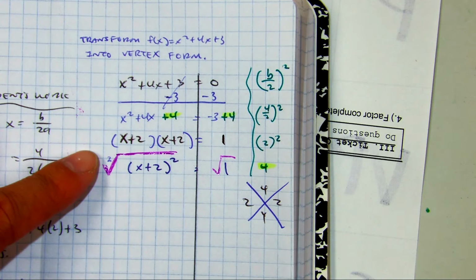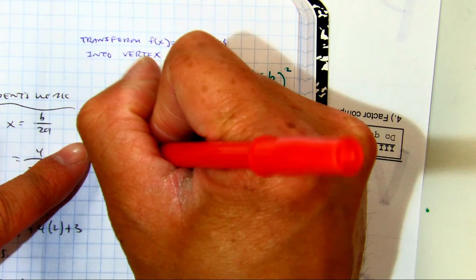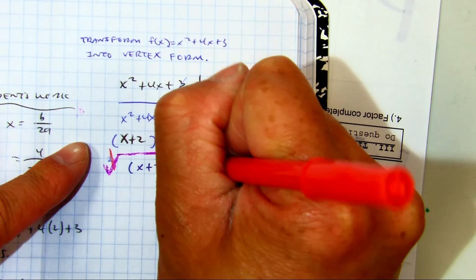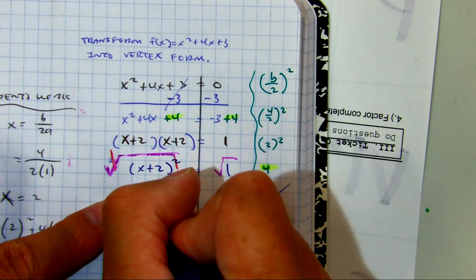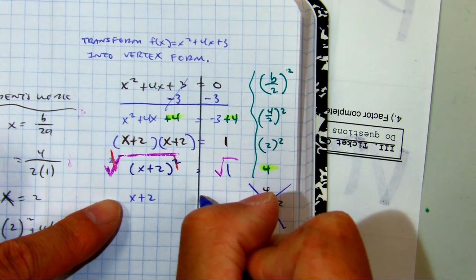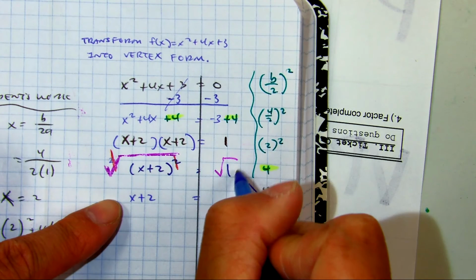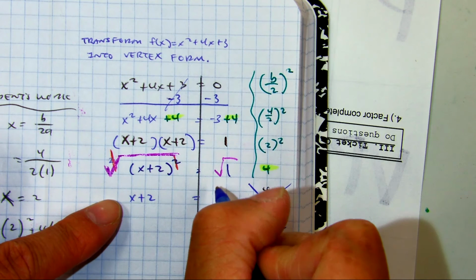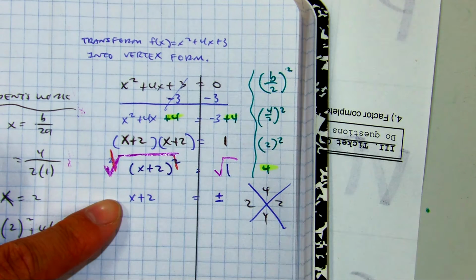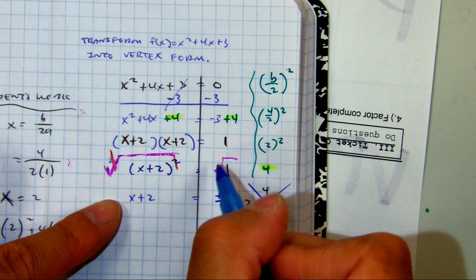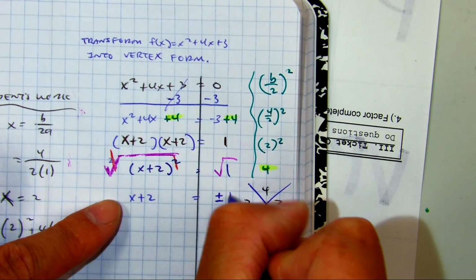Essentially what's happening here is the square root and the exponent are canceling. You're left with x plus 2. Now, on this side, you have to put a plus or minus in front of it. Class, what's the square root of 1? Now, if you cannot simplify that number, you just leave it as a radical.